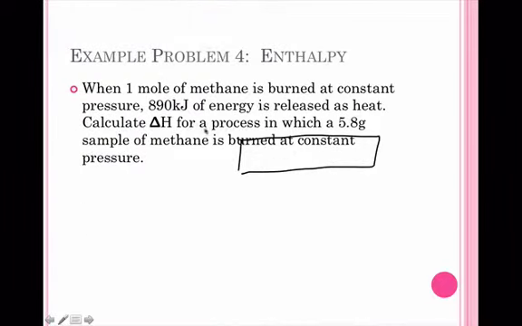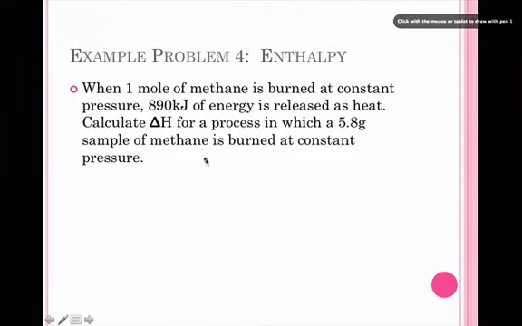So doing these problems, we have, when 1 mole of methane is burned at a constant pressure, 890 kilojoules of energy is released as heat. Calculate delta H for a process in which a 5.8 gram sample of methane is burned at constant pressure. So what they want us to do is figure out, if I know that for every 1 mole of methane, 890 kilojoules of energy is released, you kind of do a ratio. Then what would be released for only 5.8 grams of methane?